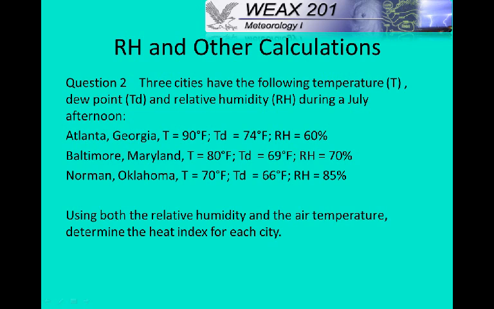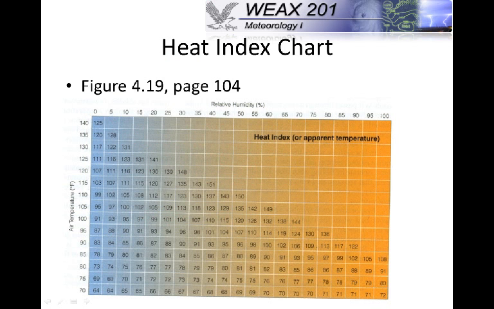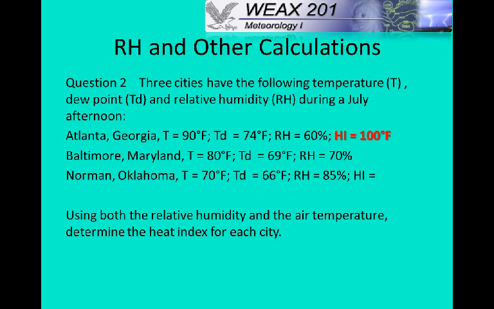So going back to our problem and looking at Atlanta, Georgia, we see that the temperature is 90 degrees Fahrenheit. The relative humidity is 60%. We go back to figure 4.19 of our textbook on page 104. We find 90 degrees Fahrenheit on the left axis. We find 60% relative humidity across the top axis. We draw a line over from the temperature and a line down from the relative humidity, and where the two intersect is where we read our heat index. In this particular case, the heat index is 100 degrees Fahrenheit.